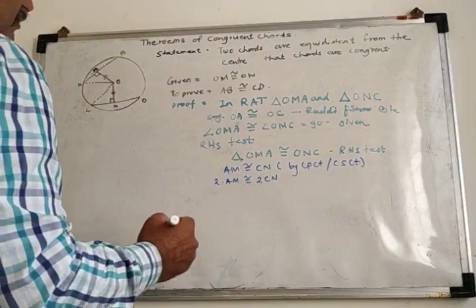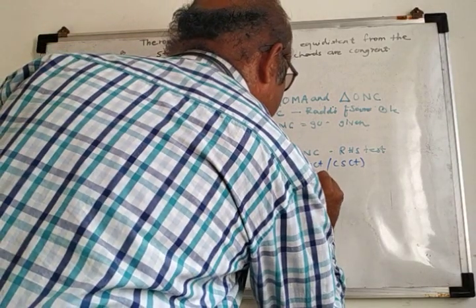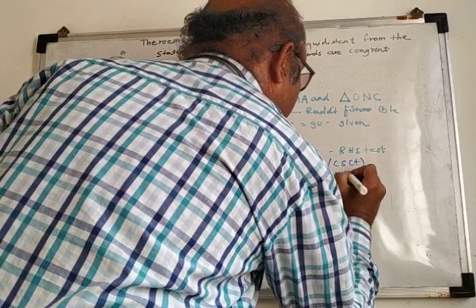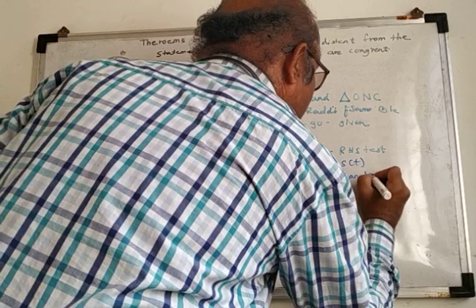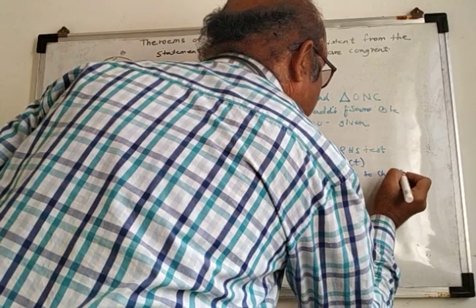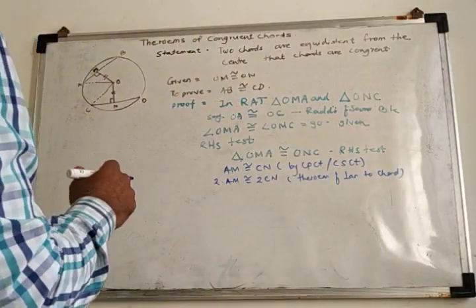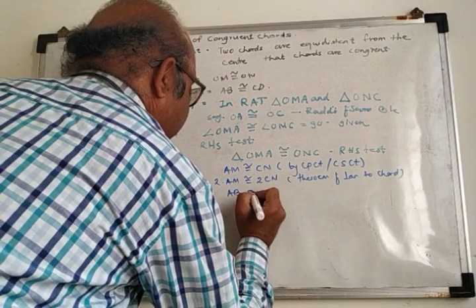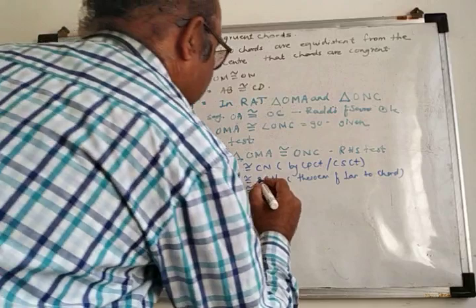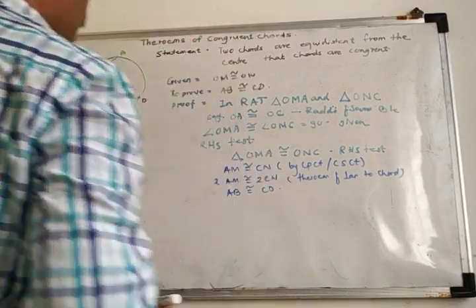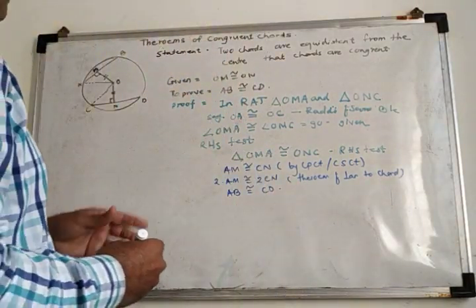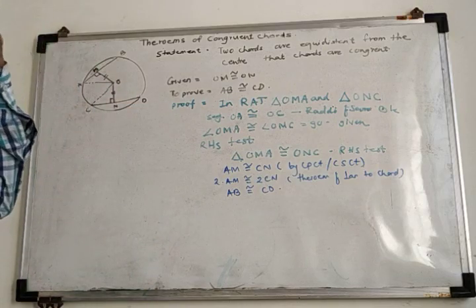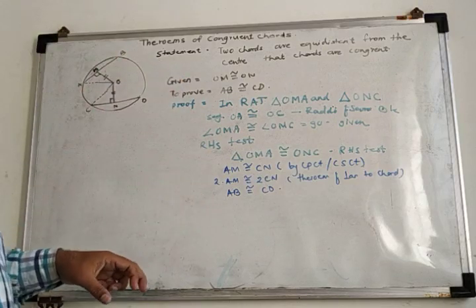And you know by the theorem of a perpendicular to the chord, that it bisects the chord. That means twice AM is nothing but AB, and twice CN is nothing but CD. So in this way, this theorem can be proved in a short and stepwise method.